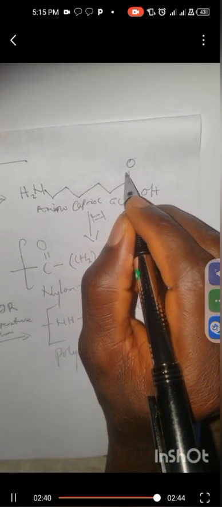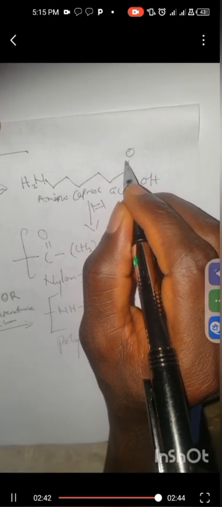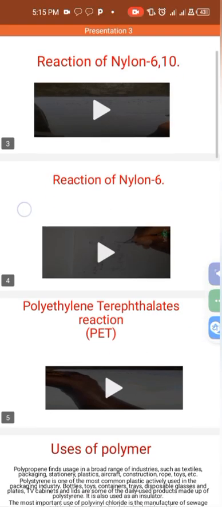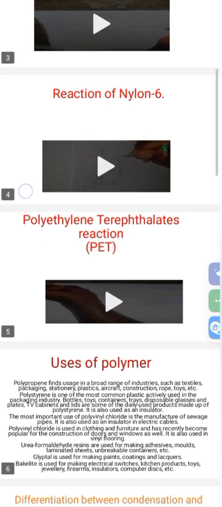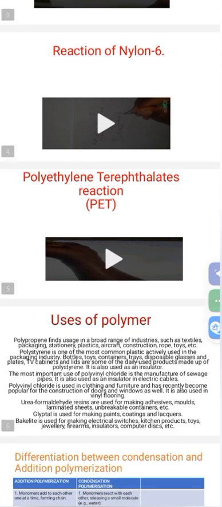We also call it polyamide 6 nylon. Here should be a double bond because it's a carboxylic acid functional group here. So this is double bond O, then OH. So that's the reaction of nylon 6. So try to check it to know it in case you're asked in the exam.